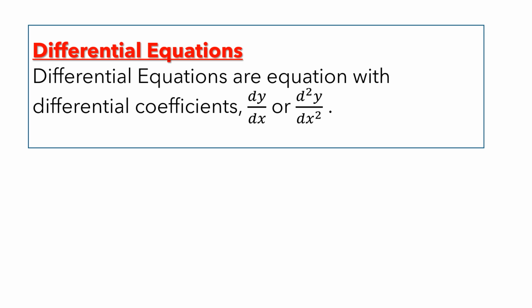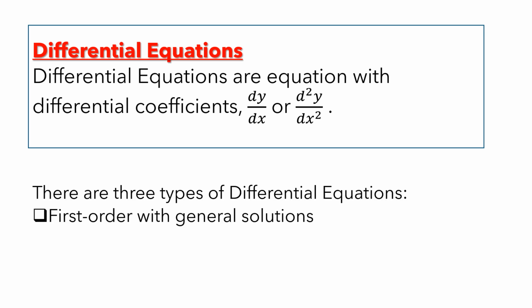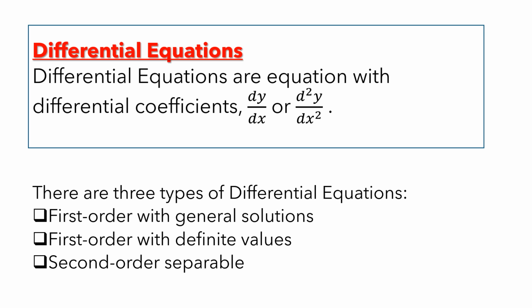So to get us started, there are three different types of differential equations. We have first order with general solutions. So that's where we're not given additional information and we end up with our plus c, our coefficient of integration. The next is first order with definite values. So this is where we're given additional information and we're able to solve fully. And the last is a second order separable.